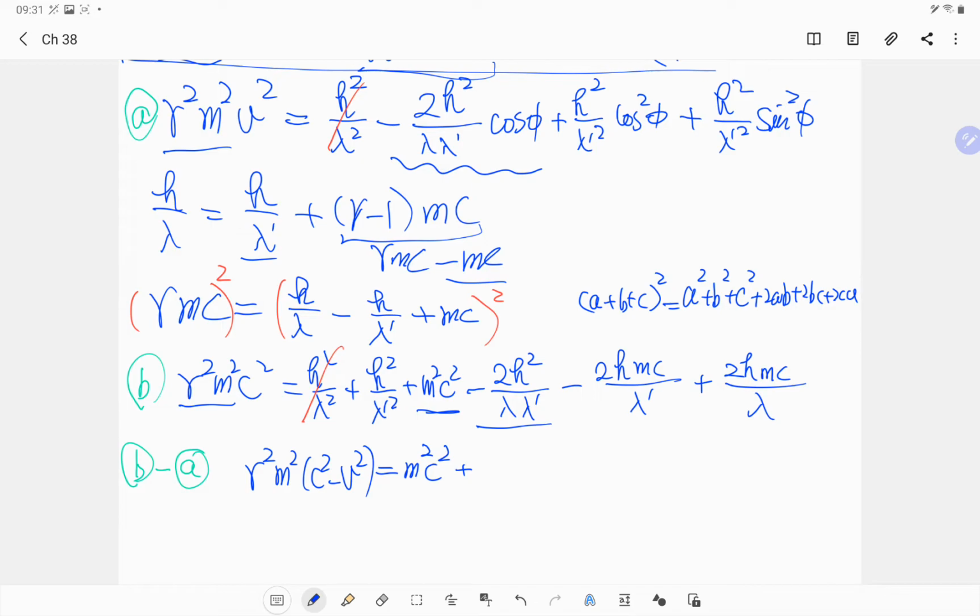It should be like 2h squared over lambda prime. So minus this term, so this should be positive. So it's like 1 minus cosine phi, because here we have cosine phi minus 1, and this is multiplied by 1. So this term is here. This term is this term.